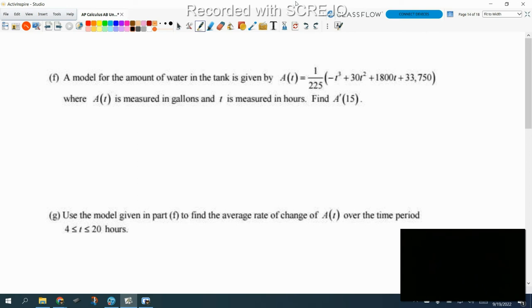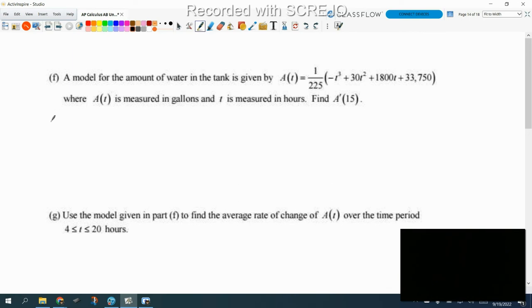Now it's asking us to find A prime of 15. We could do this one by hand, but we'd be dealing with some big numbers. We have this weird fraction in front, so we're going to practice finding the derivative in the calculator. This is actually the second thing you need to be able to do in the calculator on the AP exam. First one that we've practiced is graphing a function in an appropriate window. Second thing is being able to find the derivative at a point, which is what this problem is asking us to do.